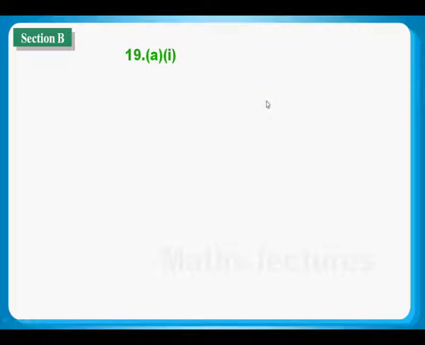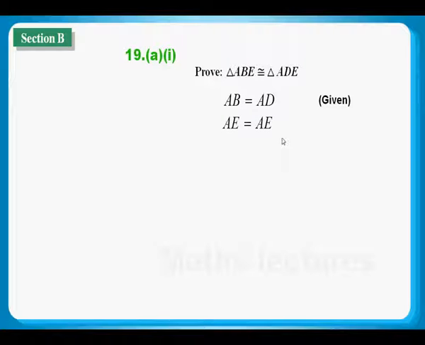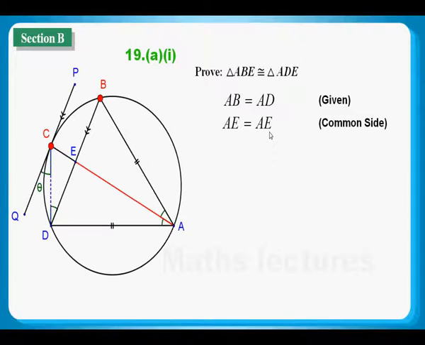Okay, let's jump to the question. To prove triangle ABE is congruent to triangle ADE, first of all, we see what we have. We already have two lines that are equal. AB equals AD because it is given. And AE equals AE in these two triangles because it is a common side. And then what can we do? We connect C and D. Why do we need to do so?